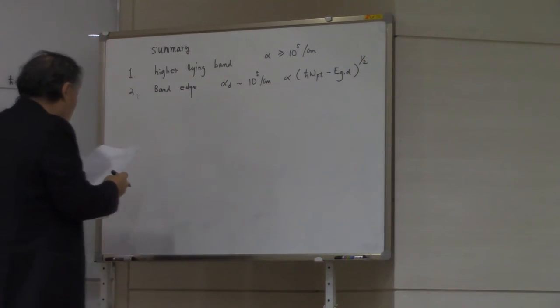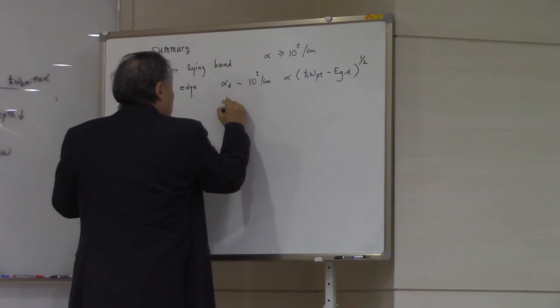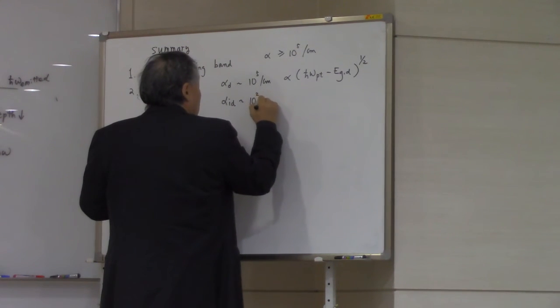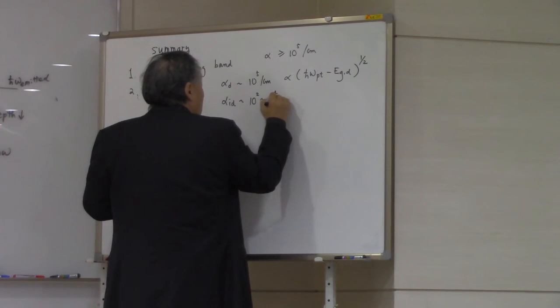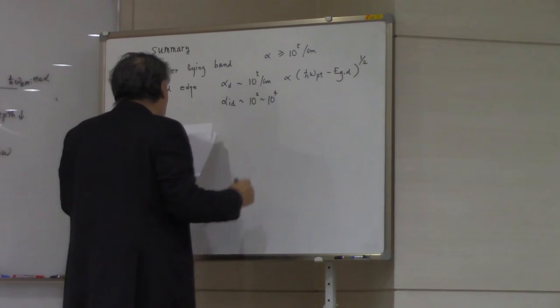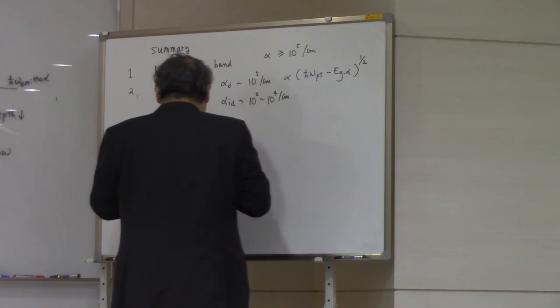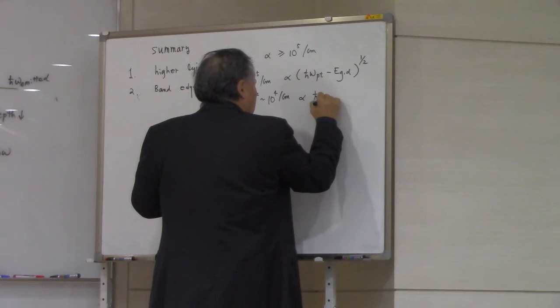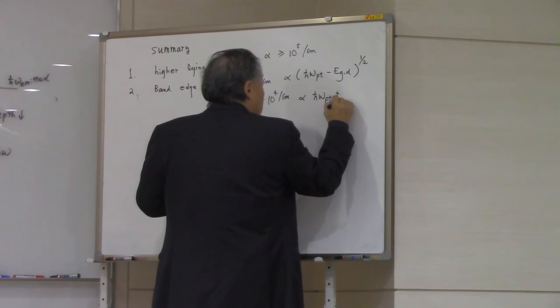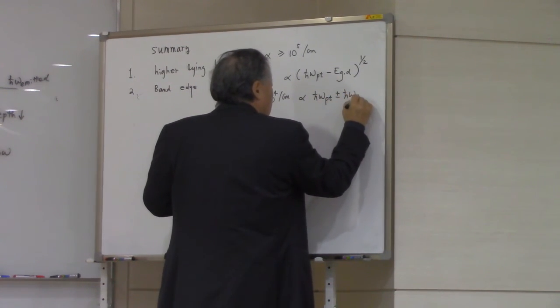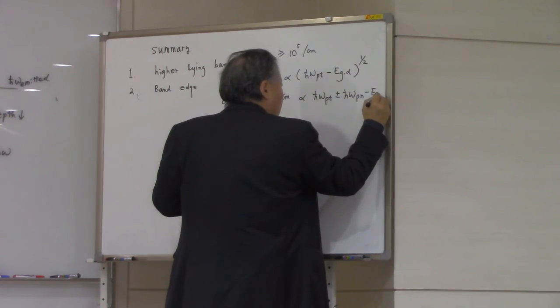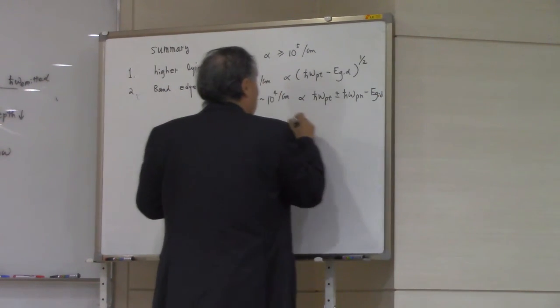Okay, and in the indirect case, we have a lower probability for the absorption, so that it's about 10 to the second and fourth. And in this case, you're going to have h bar omega photon plus or minus h bar omega phonon minus band gap indirect. Okay?